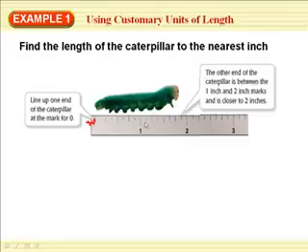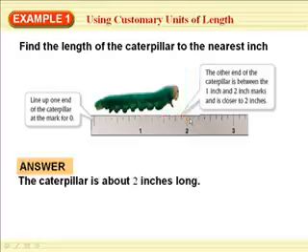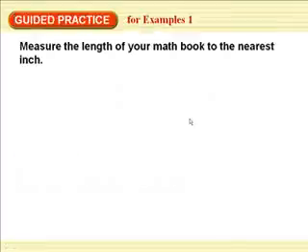And this one is between 1 and 2 inches, and you do it just like you would round. When you round numbers, you find that this is bigger than half, so it would round up to about 2 inches. So measuring to the nearest inch, the caterpillar is about 2 inches long. So guided practice, and you guys have to do this. I'm not going to do it for you.